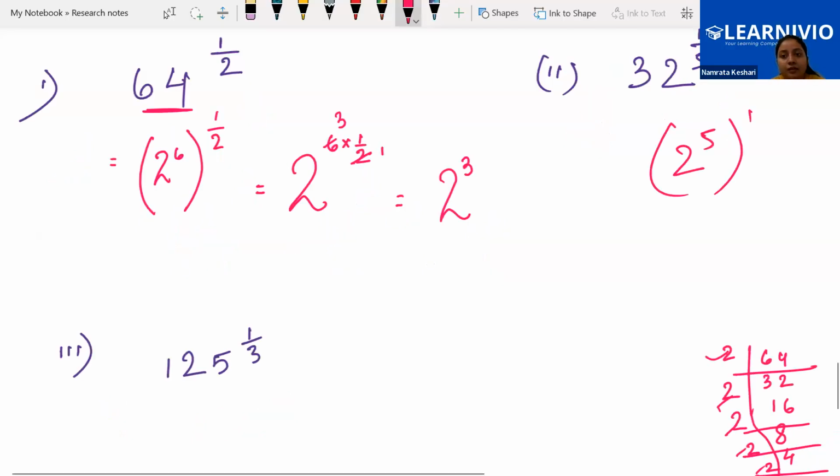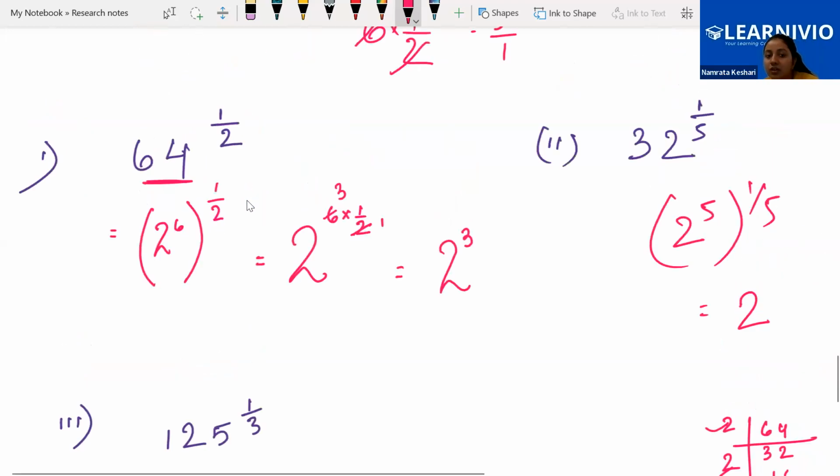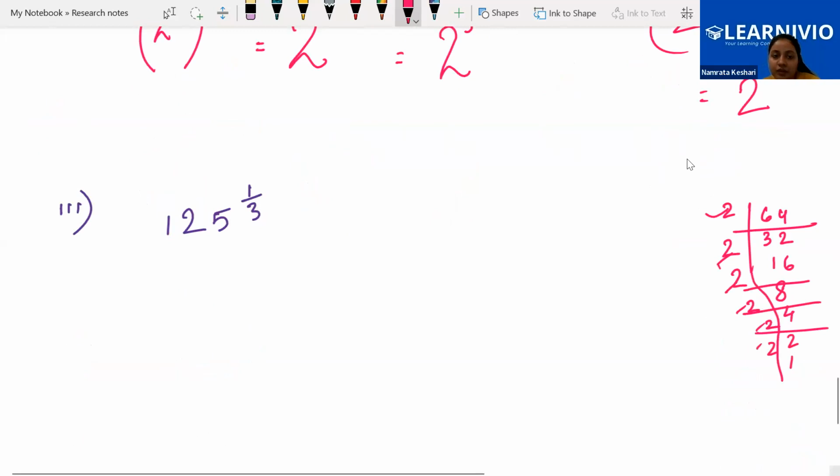125 power minus 1 upon 3. Okay, that one you are saying. Samia, you are saying it will be 125 power minus 1 upon 3? Answer for which one, second one or third one, Samia? Third one. Okay, you are saying the answer is minus 1 by 3. This one is Samia's response.